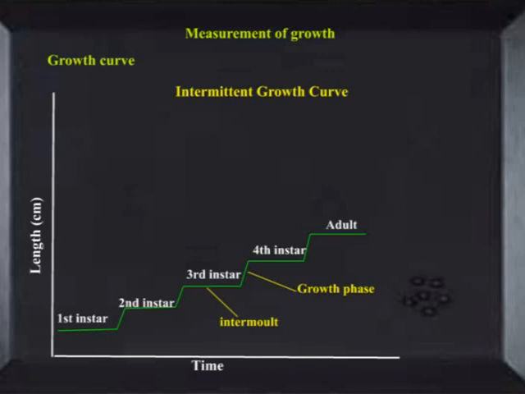The intermittent growth in insects is due to the fact that they have an exoskeleton, and hence growth is possible only when it is shed. This shedding process is known as molting or ecdysis. However, cell division continues to take place during the intermolt phase, but the expansion of tissues is limited by the unshed exoskeleton.